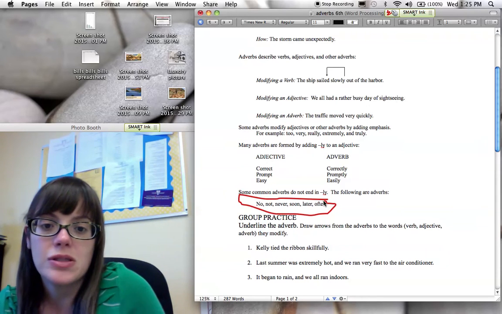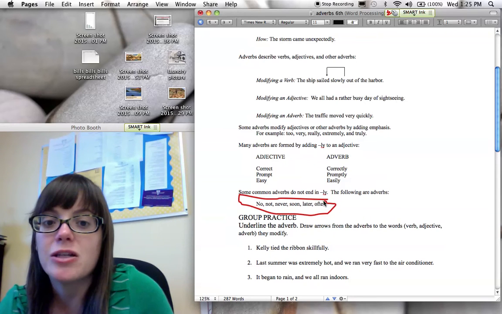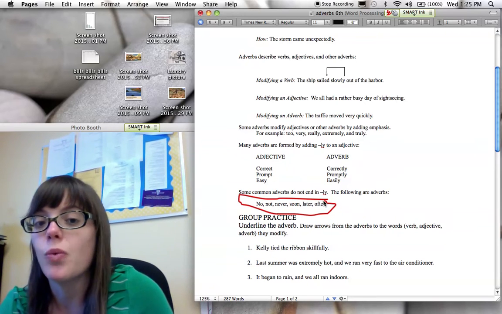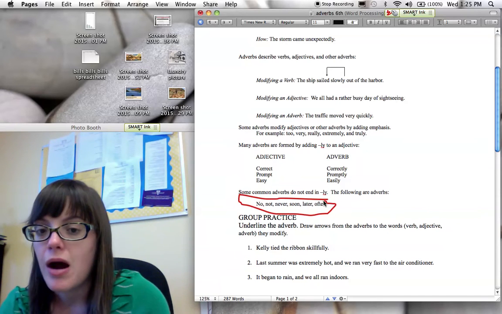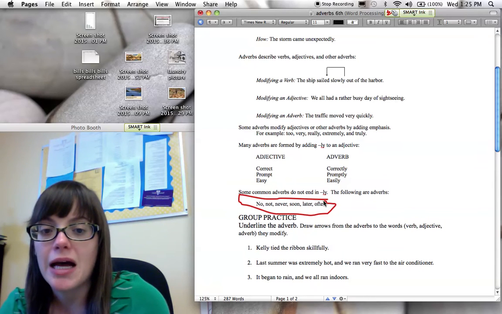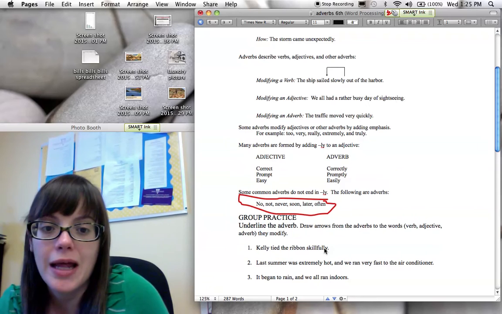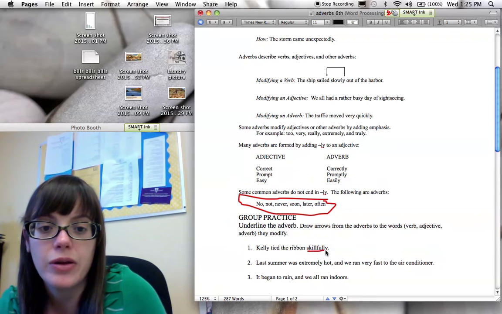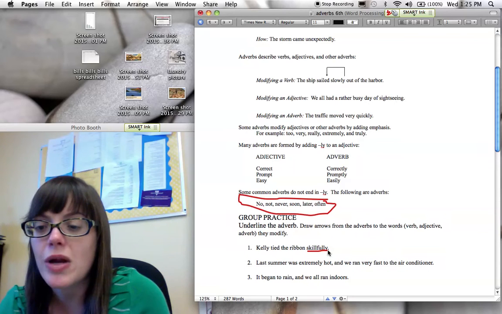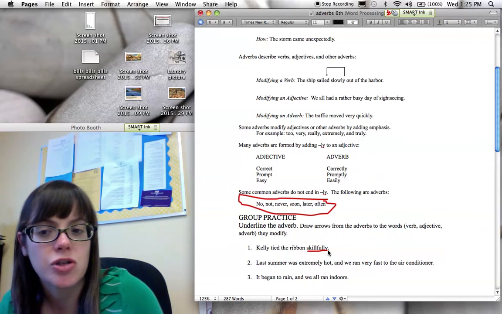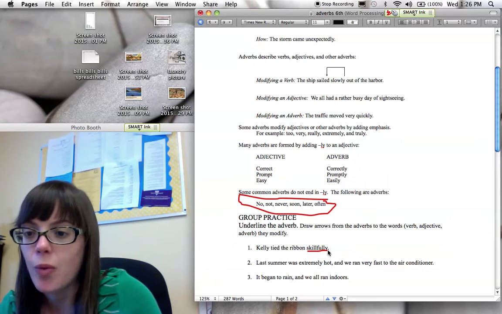Now, let's do some practice together, okay? For each of these, we'll underline the adverb and then draw arrows from the adverbs to the words, the verb, adjective, or adverb they modify or describe. All right, so let's see number one. Kelly tied the ribbon skillfully. All right, so I have an ly ending on skillfully, so that's a pretty good clue that it's going to be an adverb. So now I need to figure out what it's describing, what it's modifying. So I know that adverbs will tell me how, when, or where.